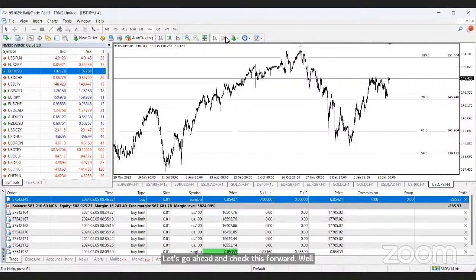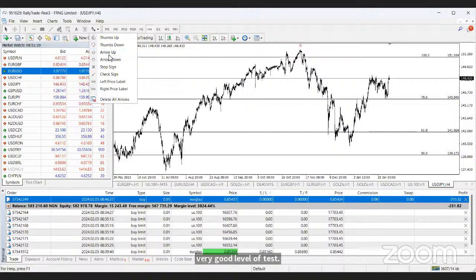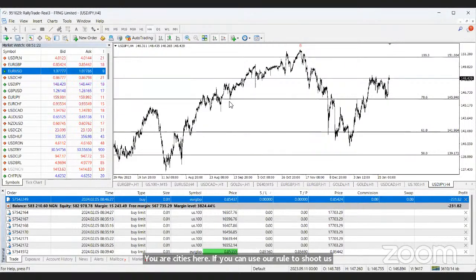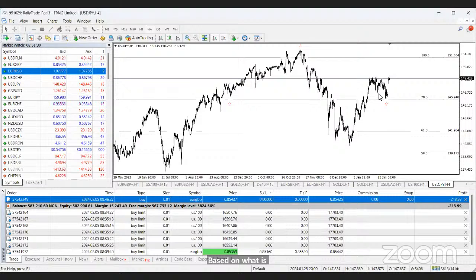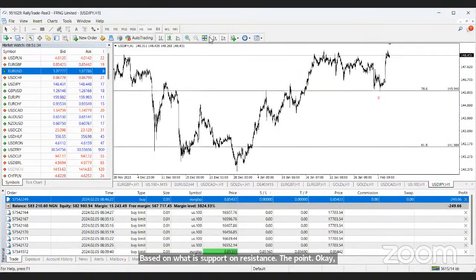H4 suggests right now that 78% is a very good level of test. We have seen it here. Maybe I can use an arrow to show you that. Strong support. That's a very strong support. A support on resistance. So what do we do? We still wait. Of course, we go to H1 finally to find out whether we should place a buy or sell.